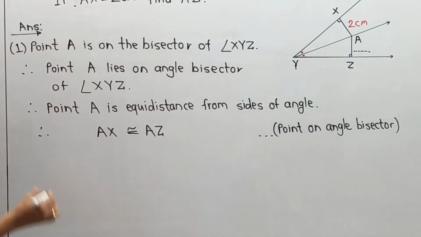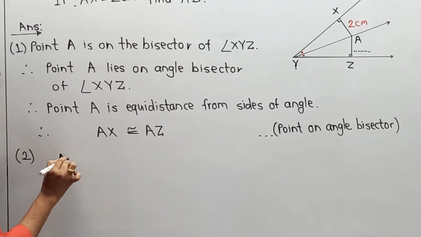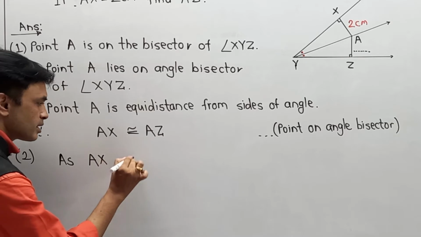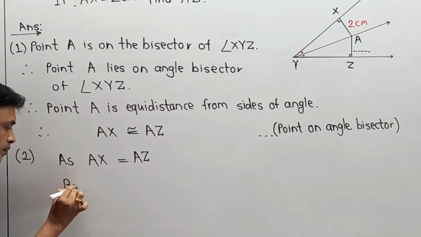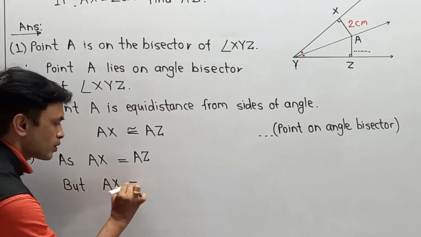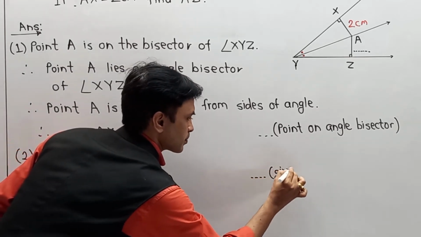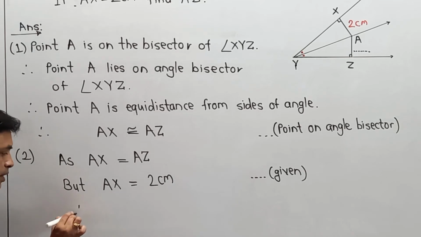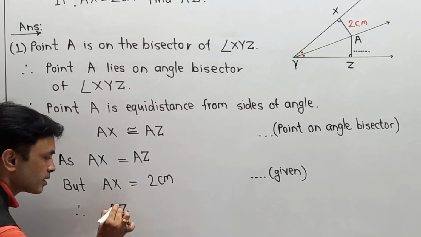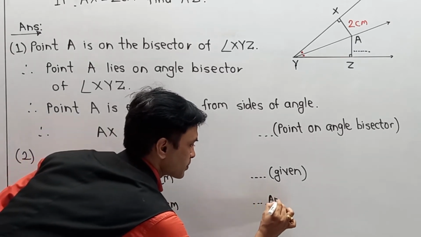Now, the part in number 2. As AX is congruent to AZ, AX is equal to AZ, but they have given AX as 2 centimeter, so I am going to write the reason as given. If AX is equal to 2 centimeter, automatically AZ also becomes 2 centimeter. Therefore, AZ is equal to 2 centimeter, and that is your answer.